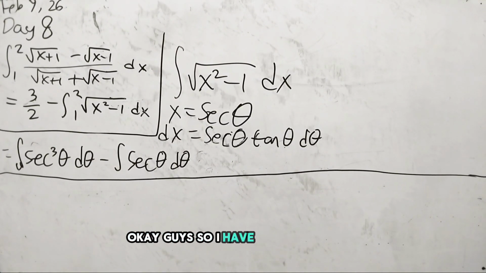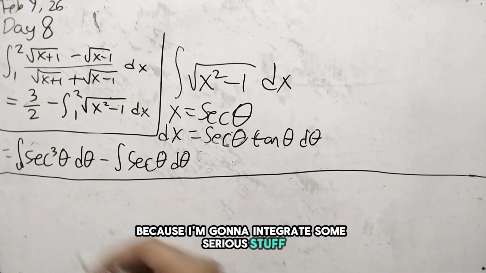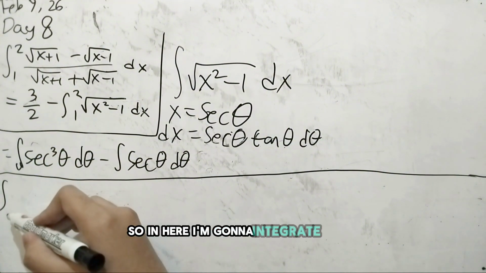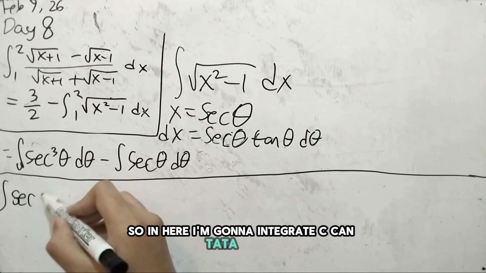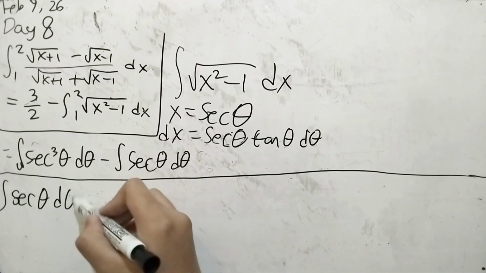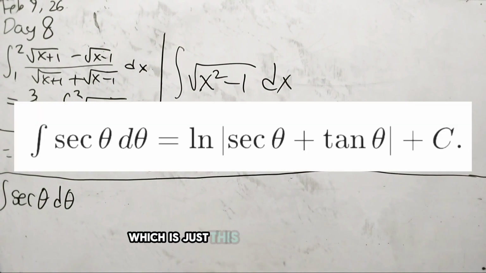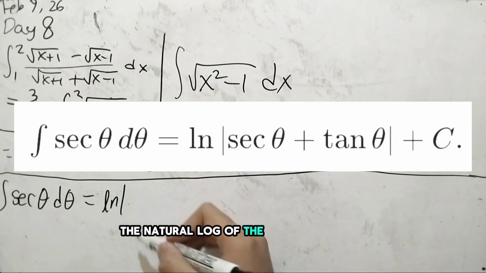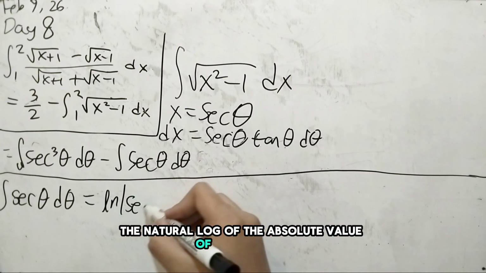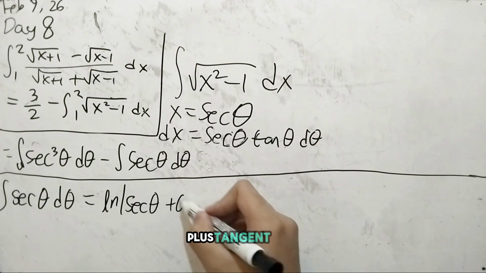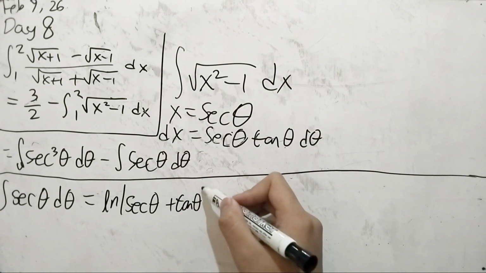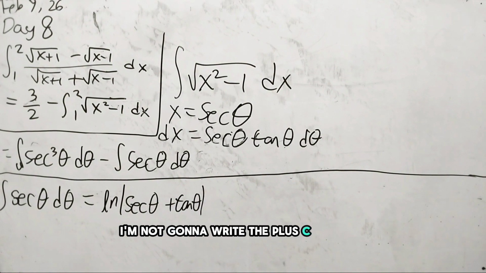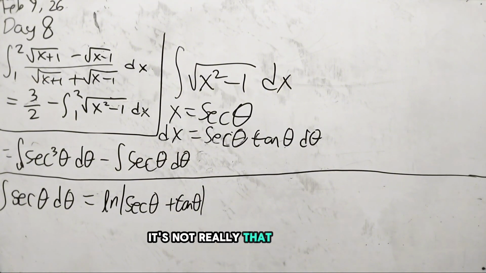Okay, guys, so I have this line made up because I'm going to integrate some serious stuff. So in here I'm going to integrate secant theta d theta, which is just this formula right here, the natural log of the absolute value of secant theta plus tangent theta. I'm not going to write the plus c because it's not really that necessary.